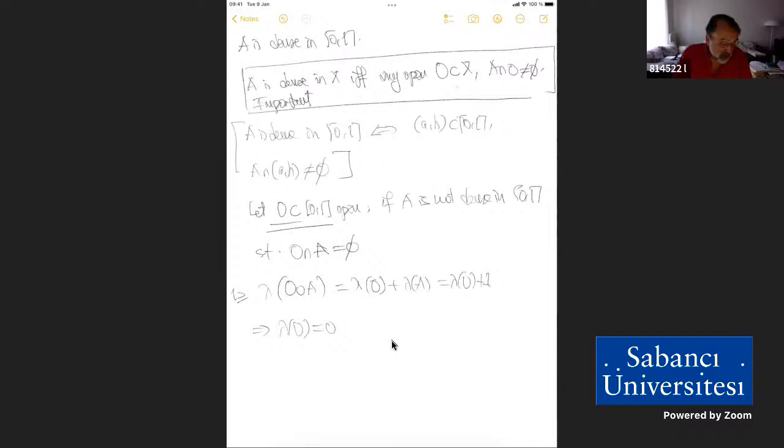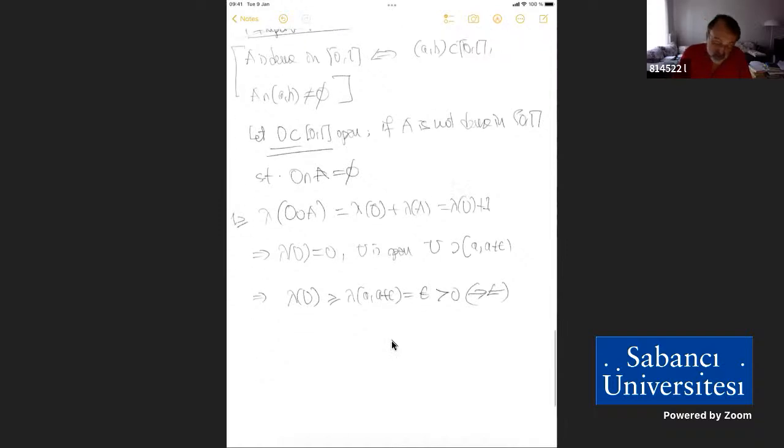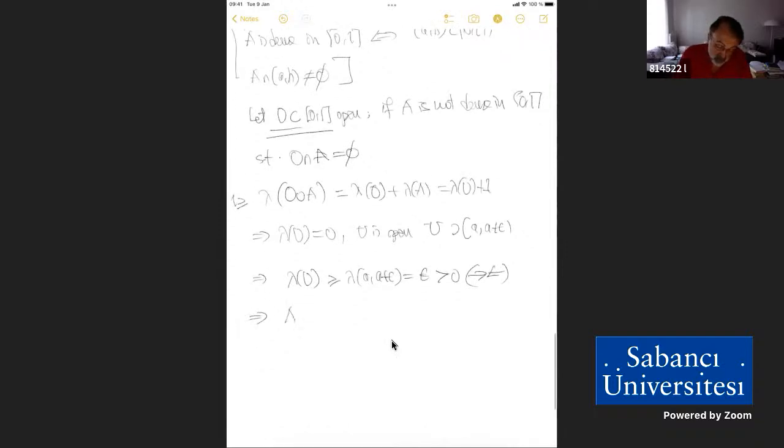Okay, but I know that since U is open by definition, then U should contain an interval of the type (a, a plus epsilon). Hence, this implies that the measure of U is greater or equal to the measure of (a, a plus epsilon), which is equal to epsilon, which is strictly positive. Hence, it gives you a contradiction. Hence, this implies that A is dense in [0, 1].